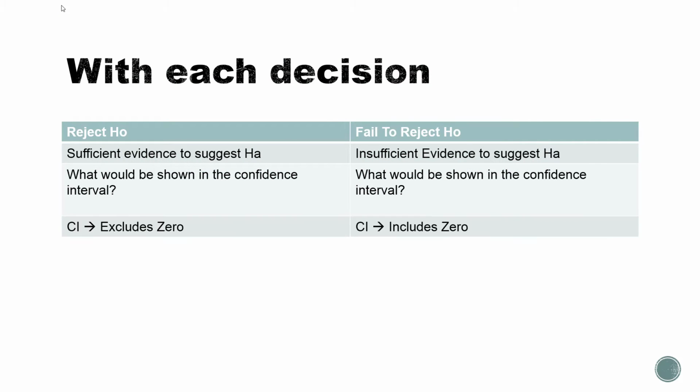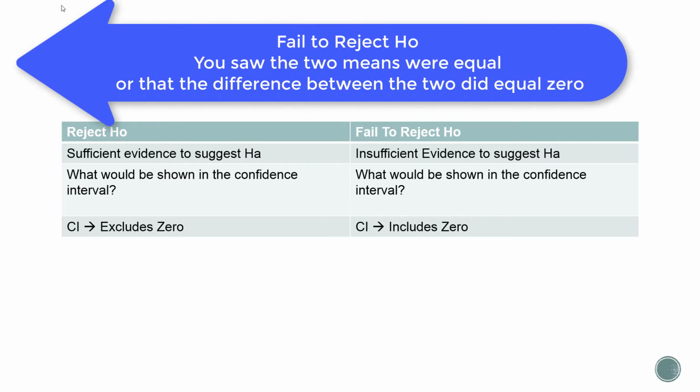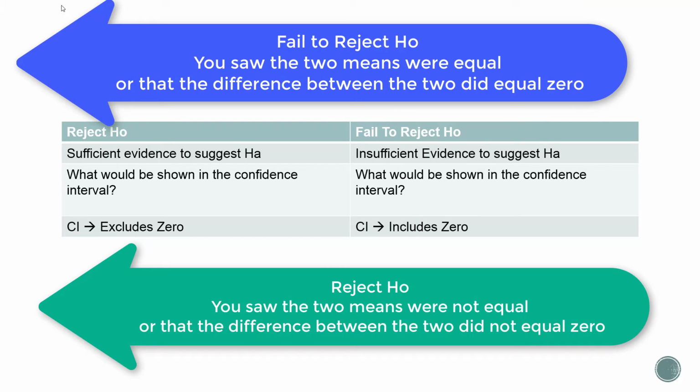So considering that, in a confidence interval you would have exclusion of 0 if you rejected the null, meaning you rejected that their difference was equal to 0. If you failed to reject the null, the confidence interval would include 0. So remember, failing to reject the null when you're talking about two independent group data would indicate that the two means were equal. Rejecting the null would mean that you rejected that the two means were equal, which means that you should have a confidence interval that reflects that there's a difference, meaning that it excludes 0.